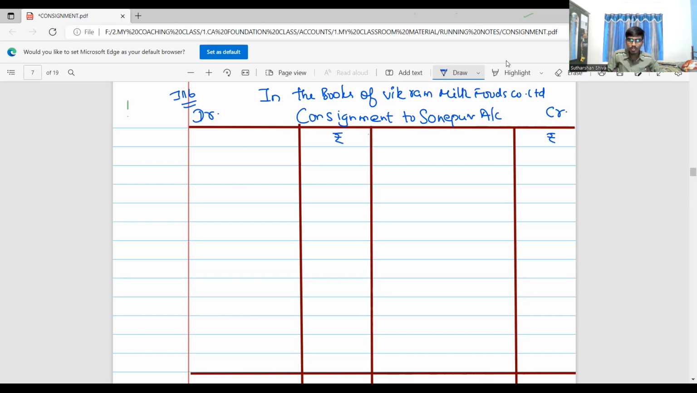Then my first posting is to goods sent on consignment account. You should write it in your notebook, to goods sent on consignment account. Give reference working note 1. Write the total 56,000. Then there is no expense of the consignor. So directly write to Sundar Stores.